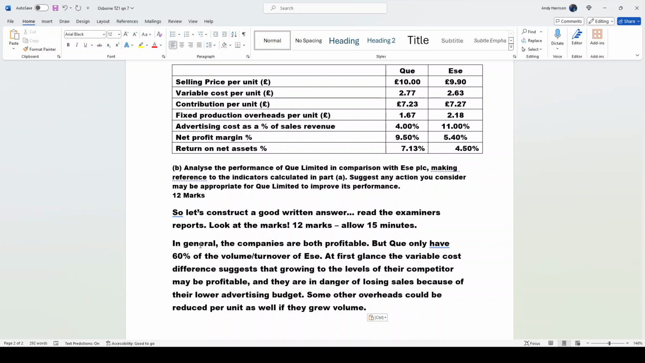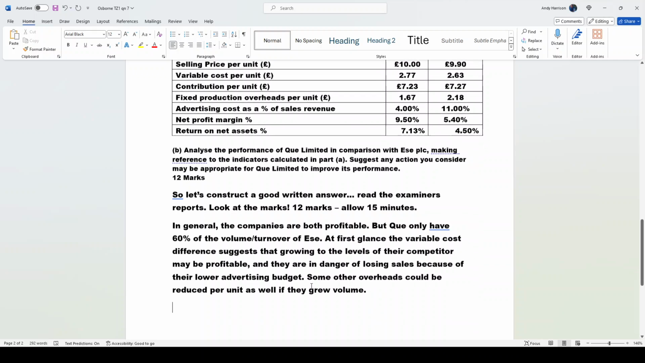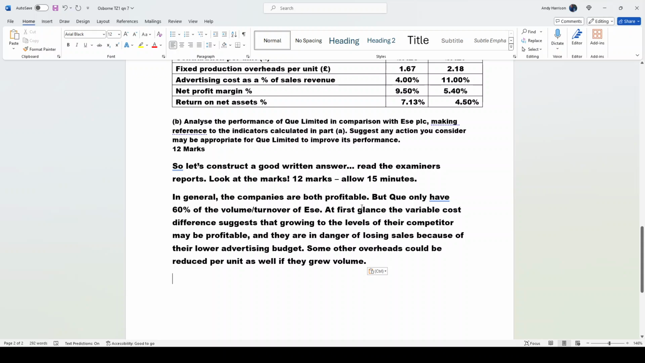First of all, I've given a nice little opening paragraph. It explains what we've just been talking about. They're both profitable, but they've only got 60% of the volume. And at first glance, the variable cost difference suggests that growing will save them some money or make them more profitable. Different ways of saying that.